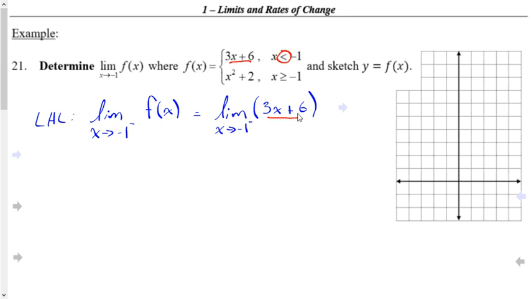And when we're finding a limit, as we saw in our previous lesson, if we can just plug in a number for x, that's what we want to do. And so I can just plug in the -1, evaluate, and I get my left-hand limit is equal to 3. Next, we'll look at the right-hand limit.